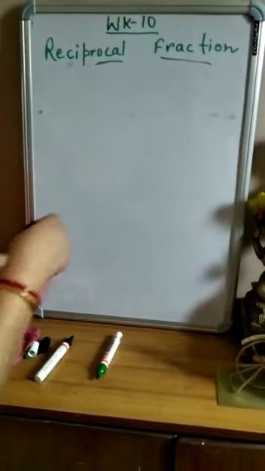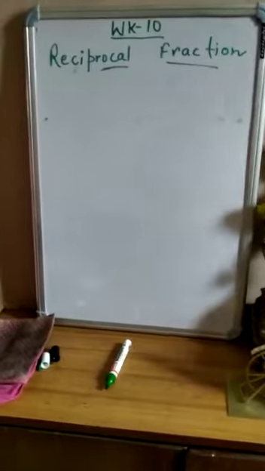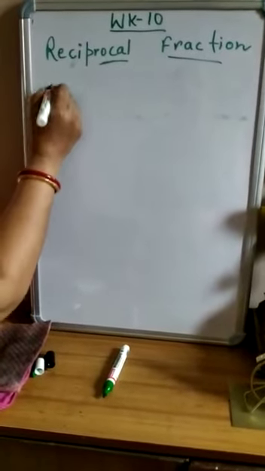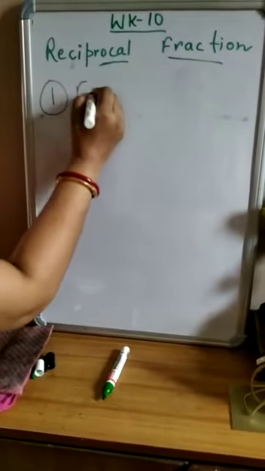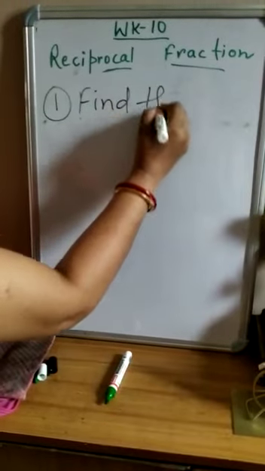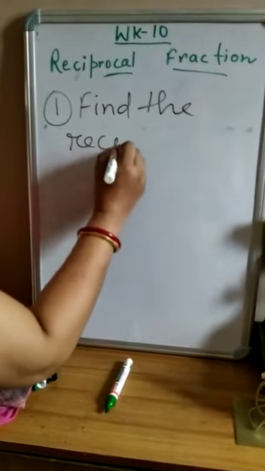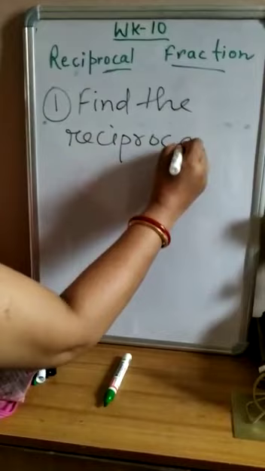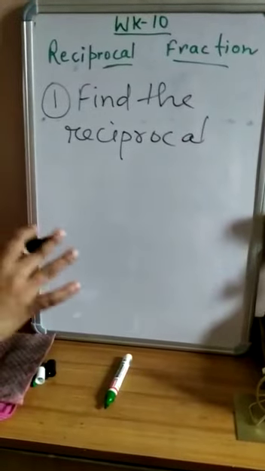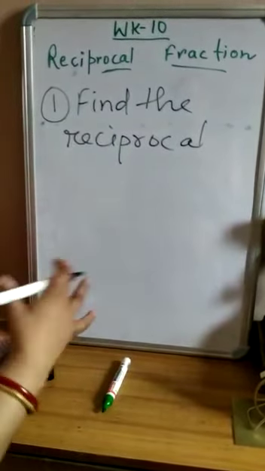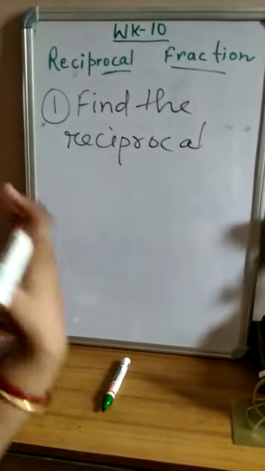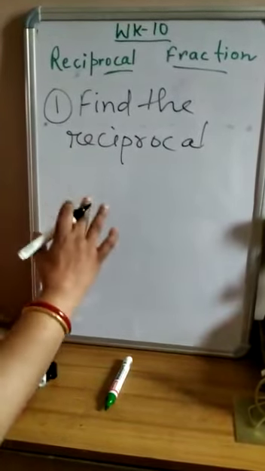Now let us take the examples in worksheet number 10. In worksheet number 10, question number 1 is: find the reciprocal. Reciprocal means changing the position of the numerator and denominator, interchanging. Numerator becomes denominator and denominator becomes numerator.